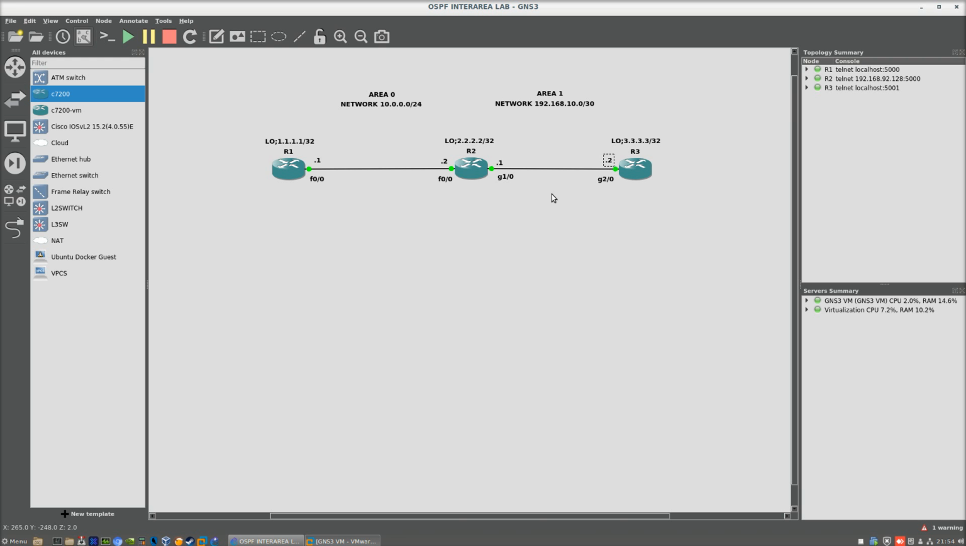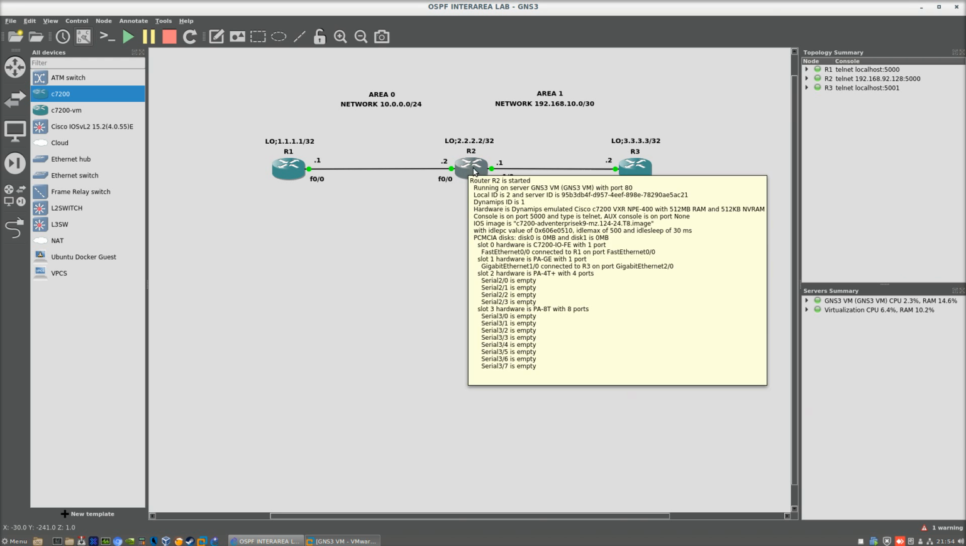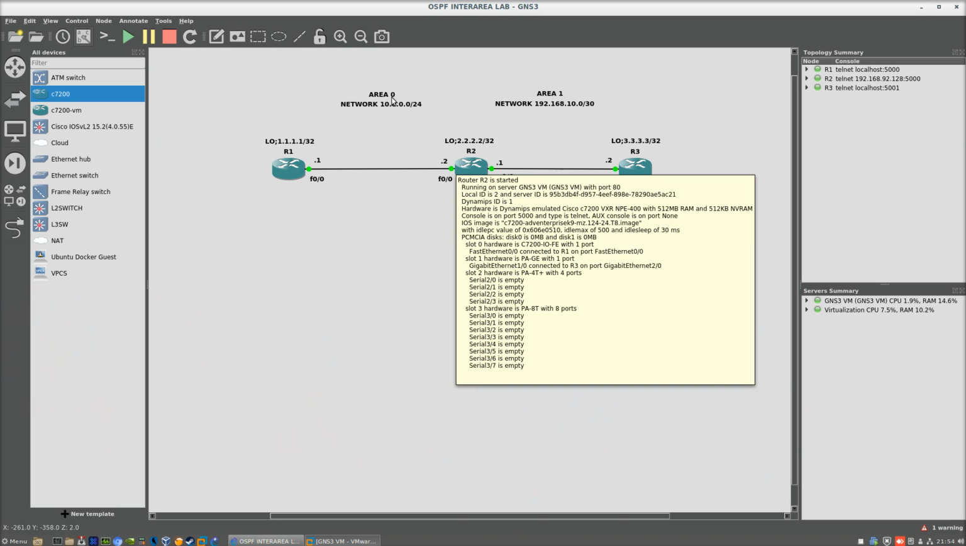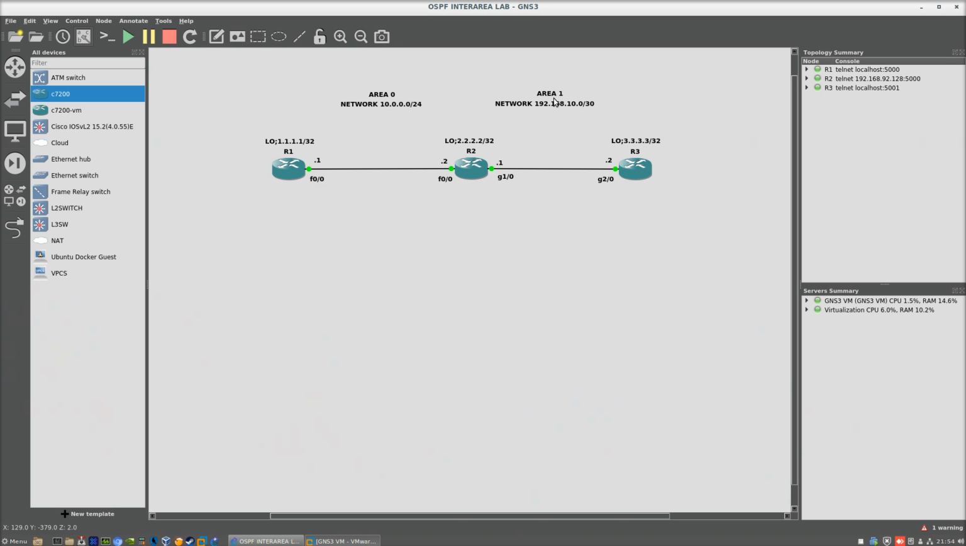So as you see, this is an area border router because it has one interface in area 0 and one interface in area 1. So this router is part of the two areas. It's called an area border router. We also have loopback interfaces of 1.1.1.1, 2.2.2.2, and 3.3.3.3/32. So let's start the configuration of OSPF.